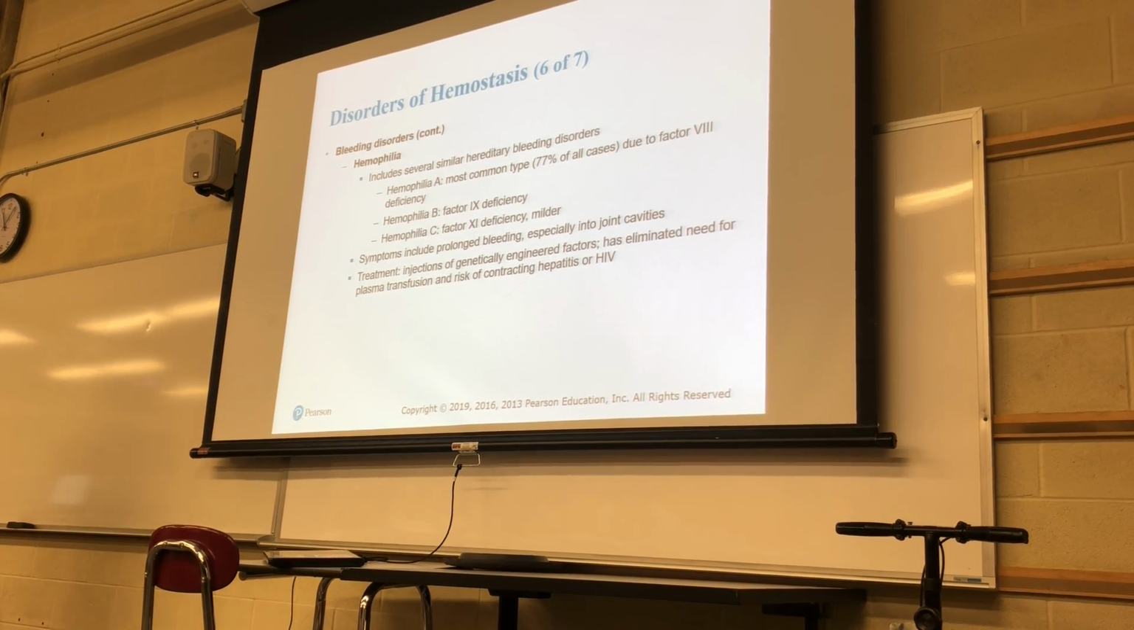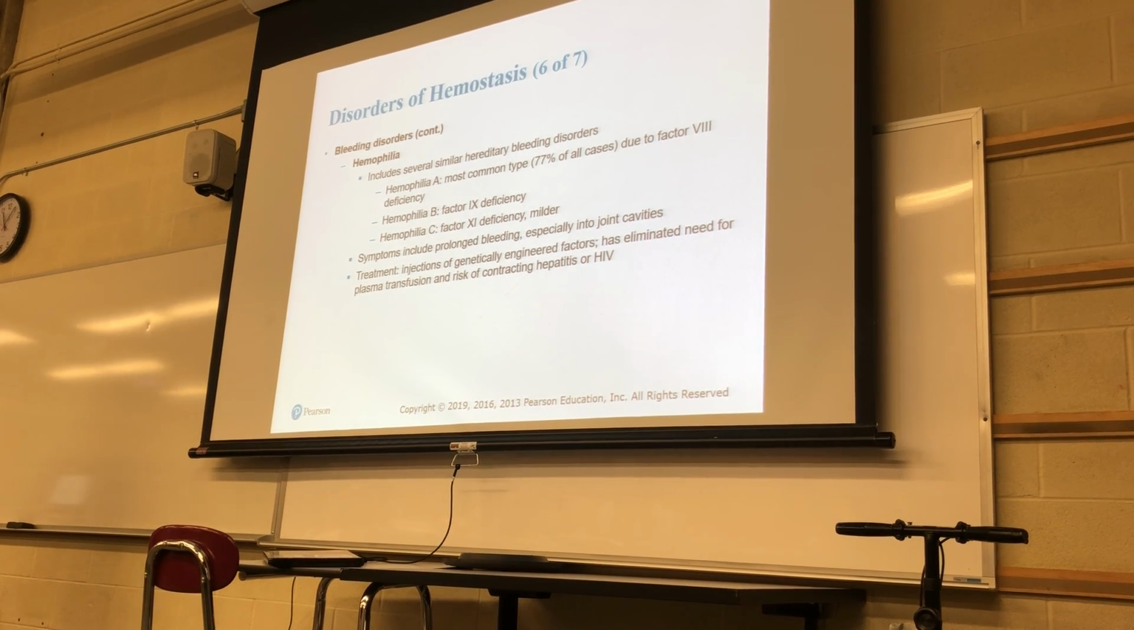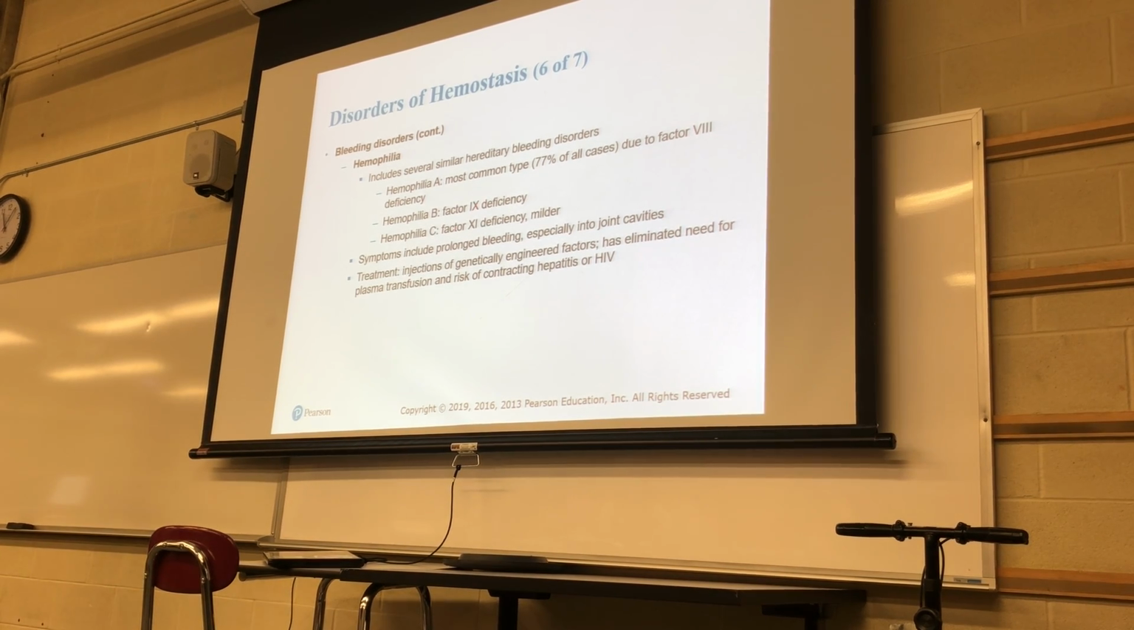Hemophilia. You'll find these. A, most common, 70%, is due to factor 8 deficiency. It's telling you what's missing. So go back and look at the pathway and you'll see what's going to happen. Let's look at the pathways.